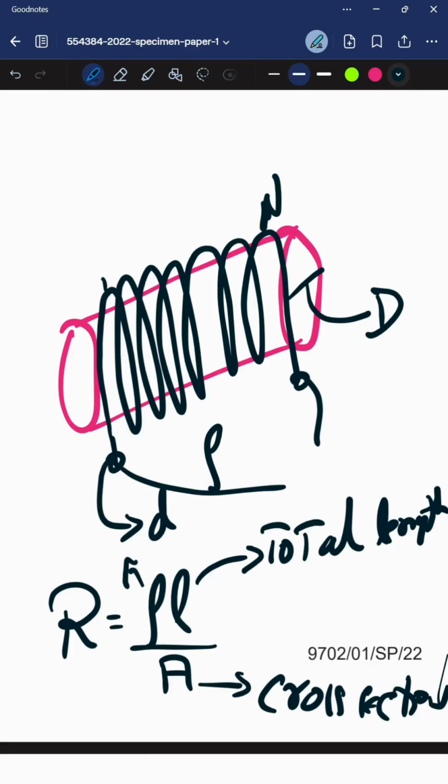We already know rho. But we don't know the L of the wire, so we need to calculate the total length of this wire. Not the cylinder. Remember, the wire is wound on the cylinder, so we need to figure out the total length of the wire actually. We also know the cross-sectional area, because we know the diameter of the wire, so we can calculate the cross-sectional area from there.